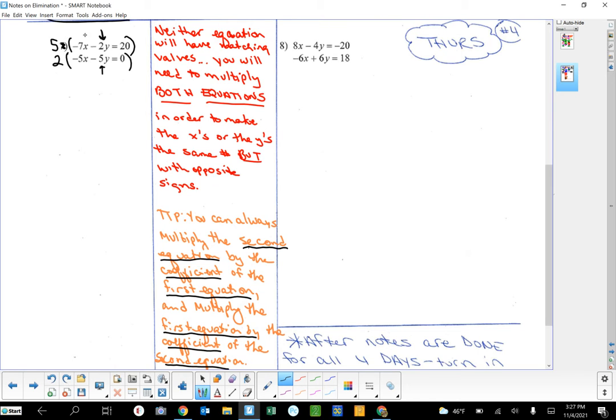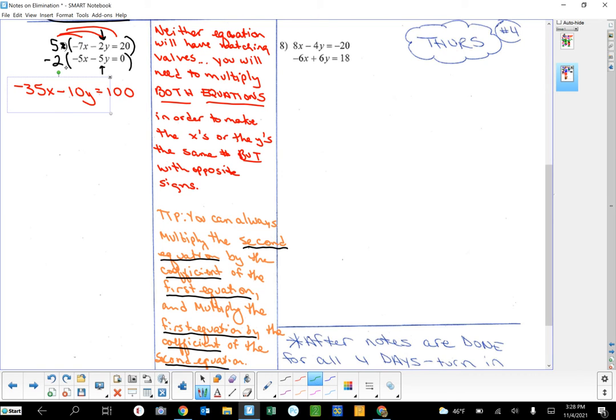Now, check out our signs. We're going to have 5 times negative 2 is going to give us a negative 10y. 2 times negative 5 is going to give us a negative 10y. One of these has to be negative. Doesn't matter which one. So I'm just going to go negative. Okay, now we're going to do what we've been doing all week. We're going to multiply these guys out. I'll do the first one in red. So I'll go boom, boom, boom. And that's going to give me minus 35x minus 10y equals 100.